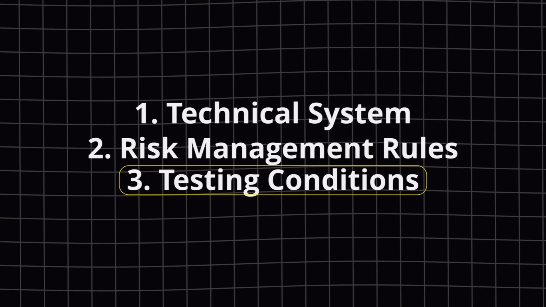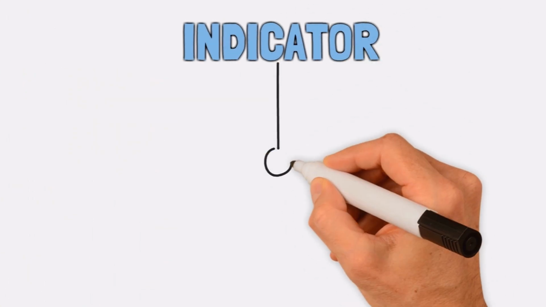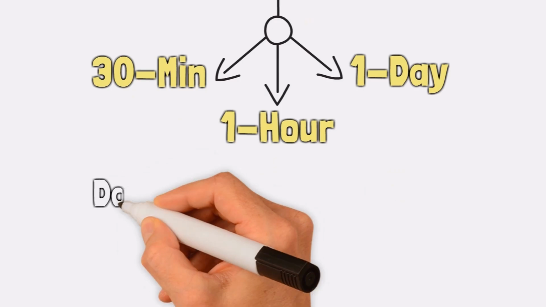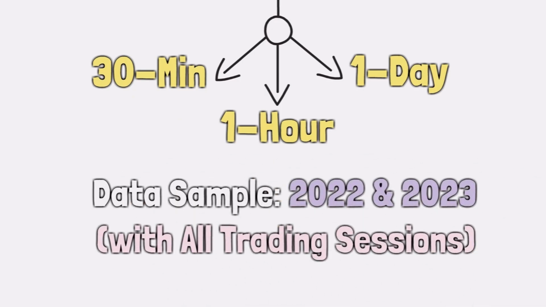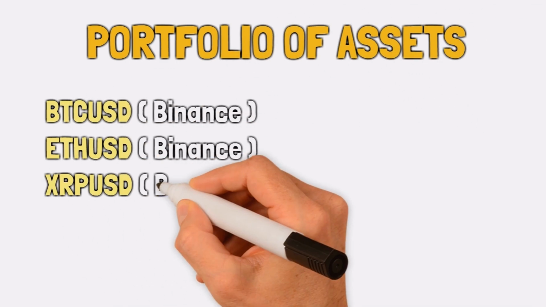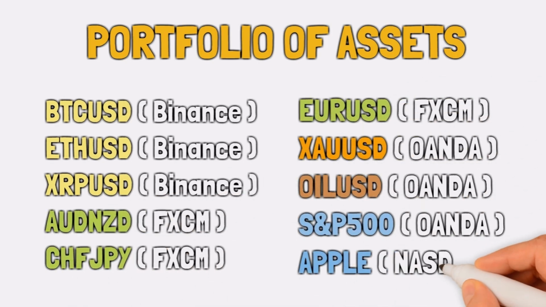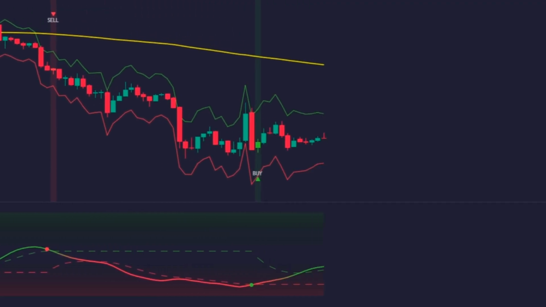And finally, regarding the testing conditions, we will backtest the indicator on the 30-minute, 1 hour and daily time frames using data from 2022 and 2023 across a diverse asset portfolio: Bitcoin, Ethereum, XRP, 3 currency pairs, gold, oil, the S&P 500 index and the Apple stock. And in short, these are our backtest conditions.